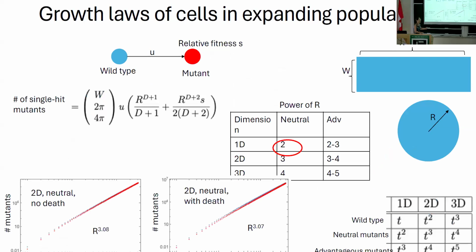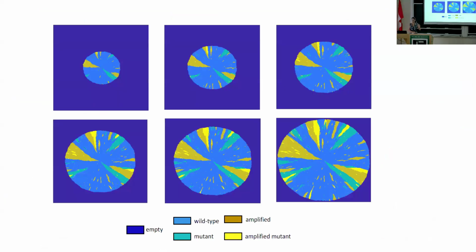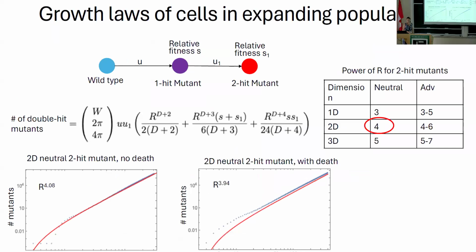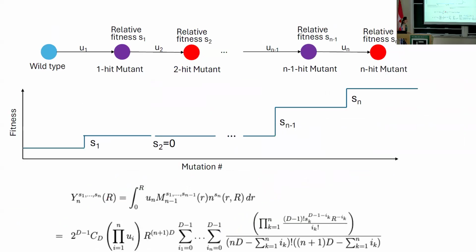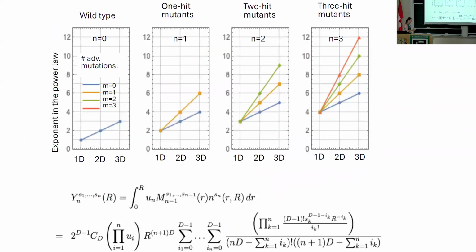We derive these laws and we check them with computer simulations. Okay, it all works. We want to look at double hit mutants. So these are simulations that show double hit mutants. You can see yellow inside yellow. These are the secondary mutants that appear there. Can we predict how many of these are going to be in a growing colony of cells? To make the long story short, this is the law. It may look a little bit ugly, but it's an analytical expression, and this is the most general thing.